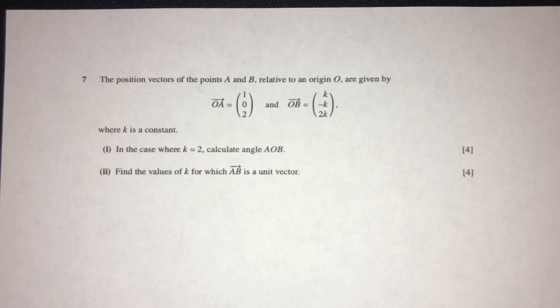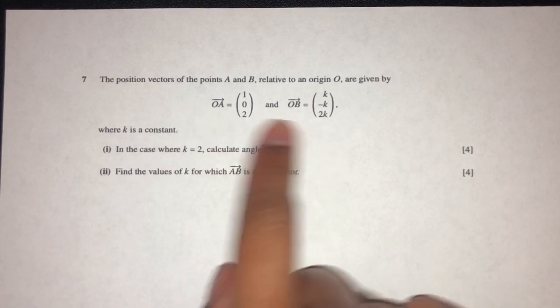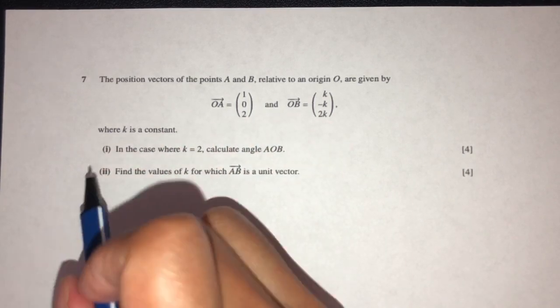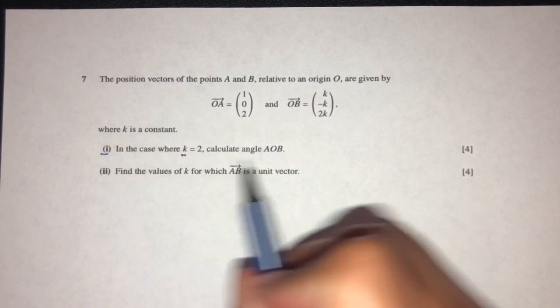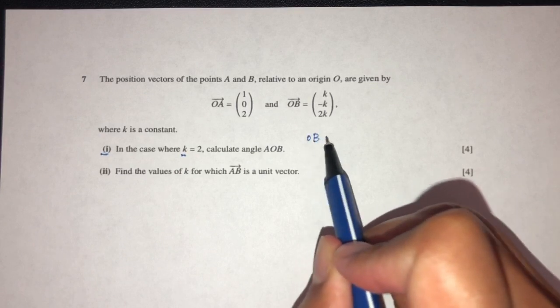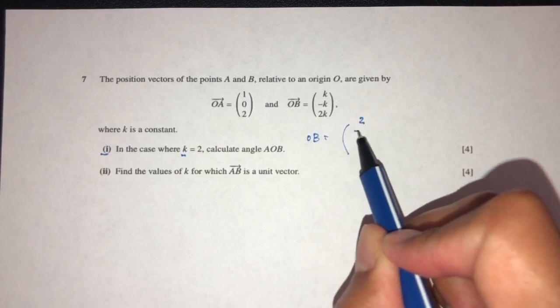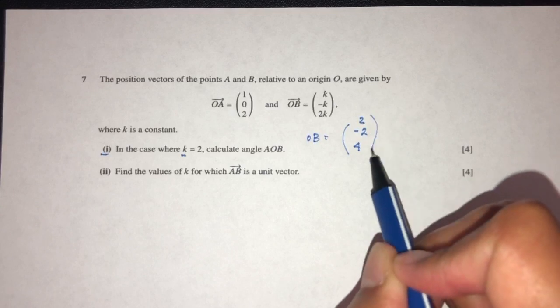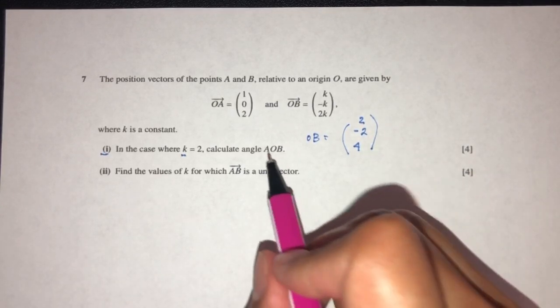Now let's move on to the next question. Now we have two vectors a and b. OA and OB are given to you right here. Now k is a constant. Great. Now part 1, in the case where k is 2, OP will be (2, minus 2, 4), right? So we have to find the angle AOB.